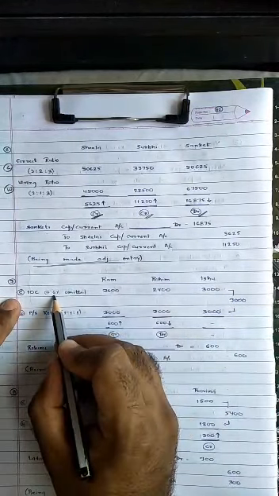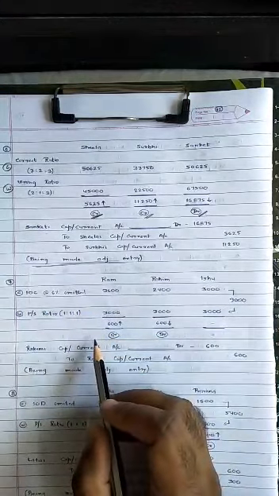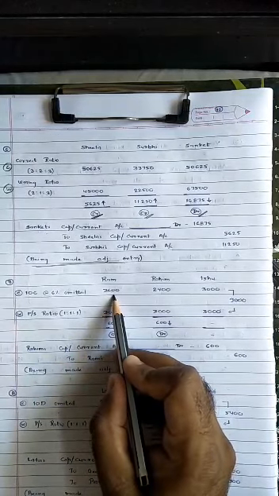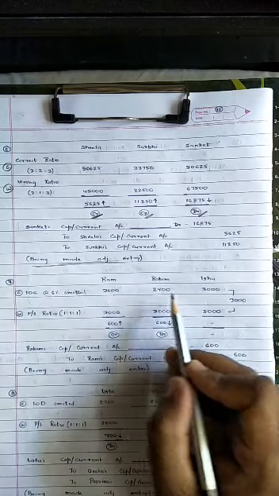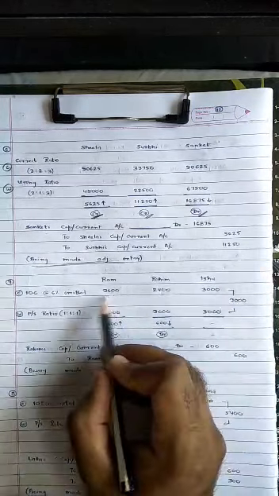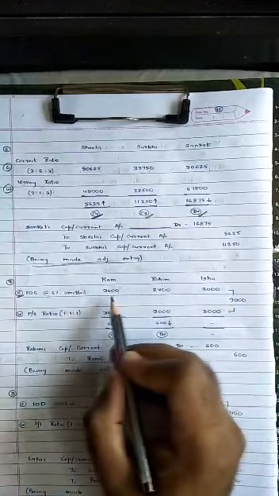So let us calculate 6% based on their capitals. Ram's capital was 60,000. So 6% of 60,000 will give 3,600. Rahim's capital was 40,000. So 6% of 40,000 is 2,400. And third partner 50,000, 6% will give 3,000. These were the correct values of interest on capital to be received by partners.